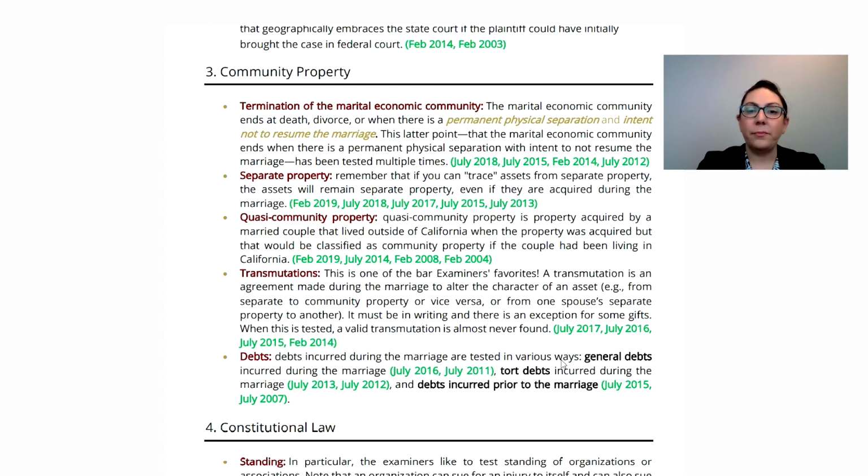Another topic you can see that they commonly test here is debt. And what this means is that they test debt as a type of asset that's being divided. So who's responsible for the debt? And the rule differs depending on what type of debt it is. So they may test general debts, they may test tort debts, where let's say one of the spouses gets into a car accident and is sued for negligence and owes some money. They've also tested debts incurred prior to the marriage. So it's important to be familiar with these different rules for the different types of debt.